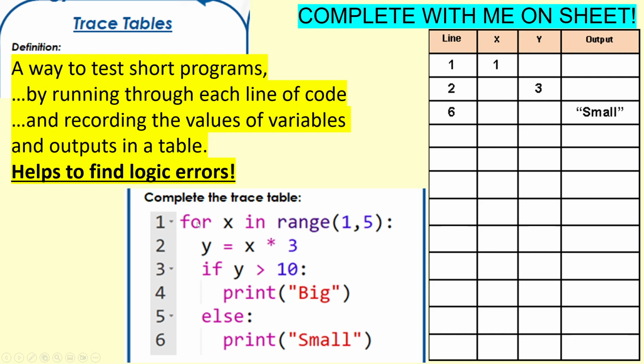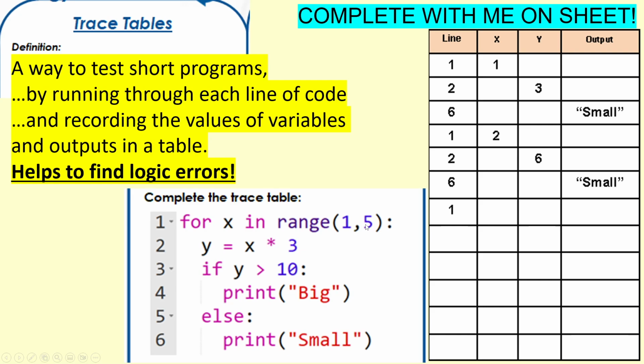We then go back in our loop again to the start of this program. So we go back to line 1. This time, x is not 1, it's 2. It's incrementing onto 2 in our loop here. And now we go to line 2. Y equals x times 3. Well, 2 times 3 gives us 6. Then we go down to here. If y is bigger than 10, print big. No, y is not bigger than 10. It's 6. So actually, we still go down to line 6 and we print small again.